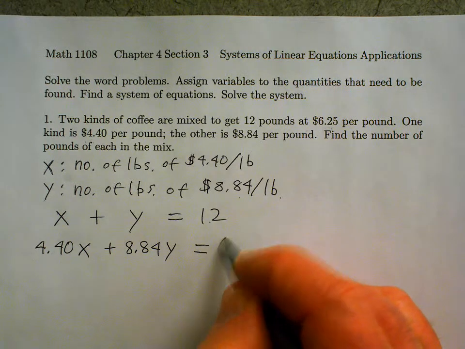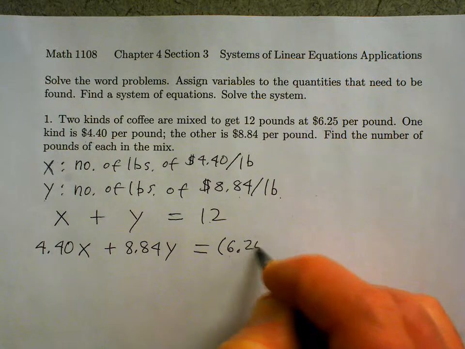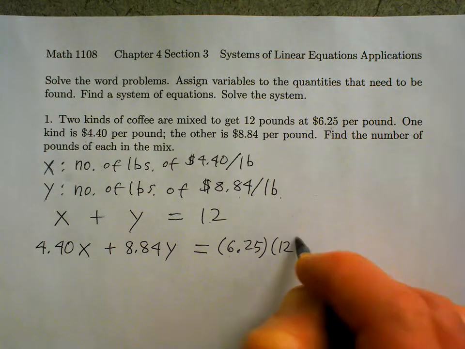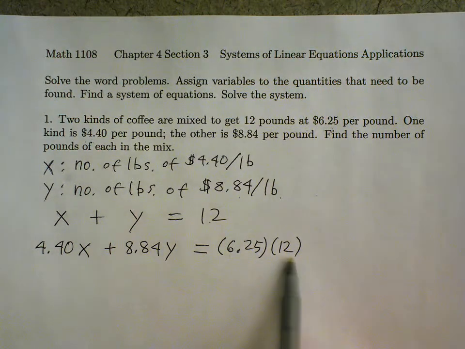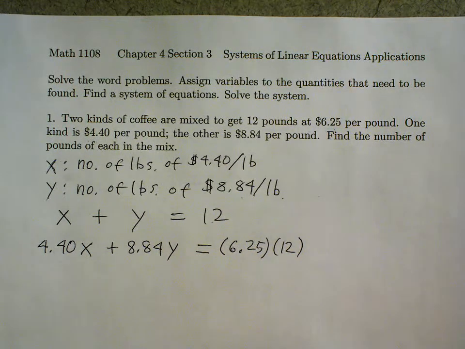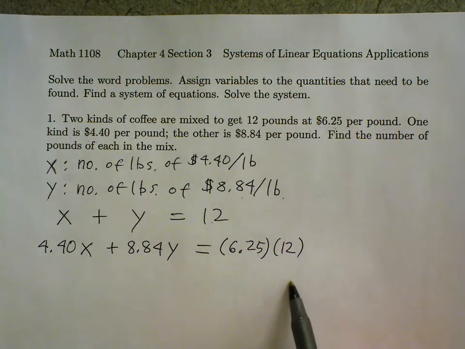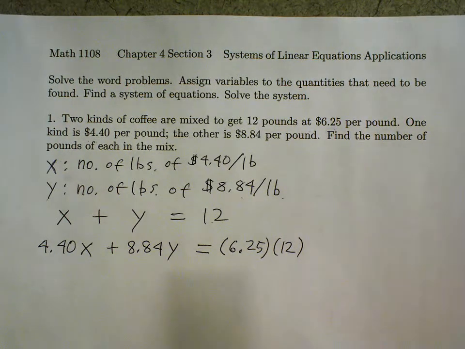So if we multiply 6.25 times 12, that will give us the value of the mixture. Okay, so this is our system of 2 linear equations.